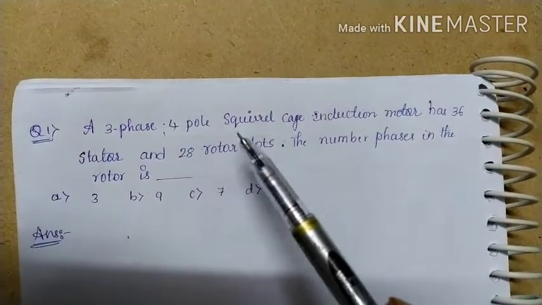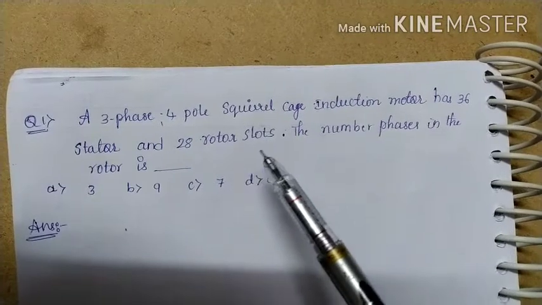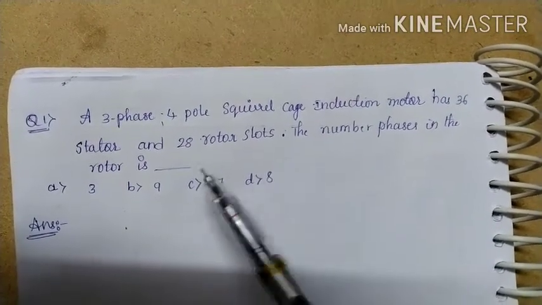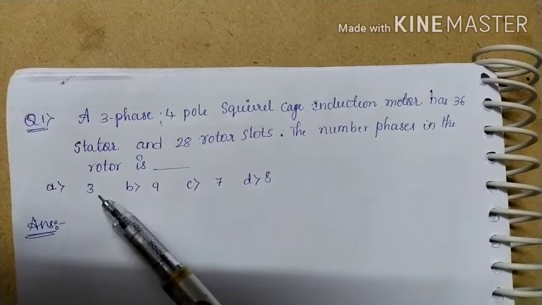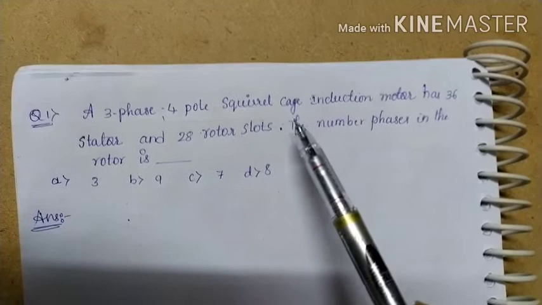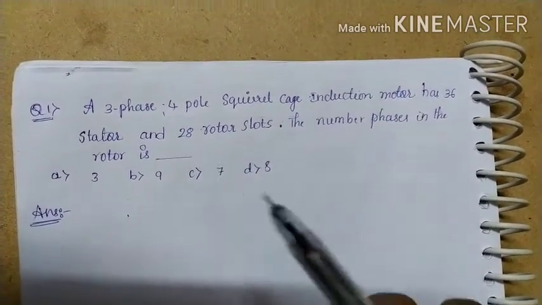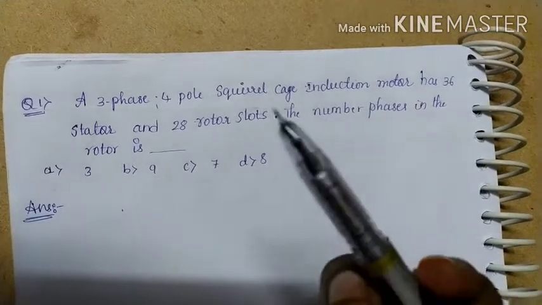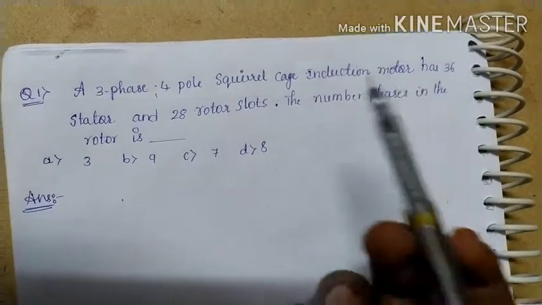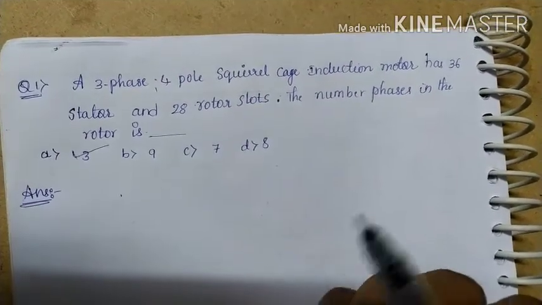A 3-phase 4-pole squirrel cage induction motor has 36 stator and 28 rotor slots. The number of phases in the rotor is dash. The options are A 3, B 9, C 7 and D 8. For this we have the solution. We know that the rotor winding is always a 3-phase winding, even when the stator is wound for 2-phase or single phase. So the answer will be 3-phase only.